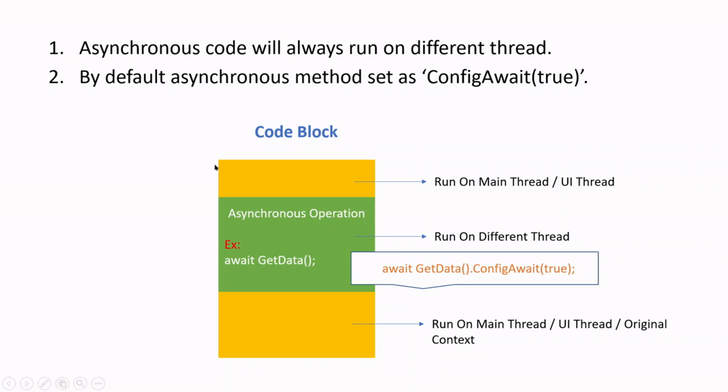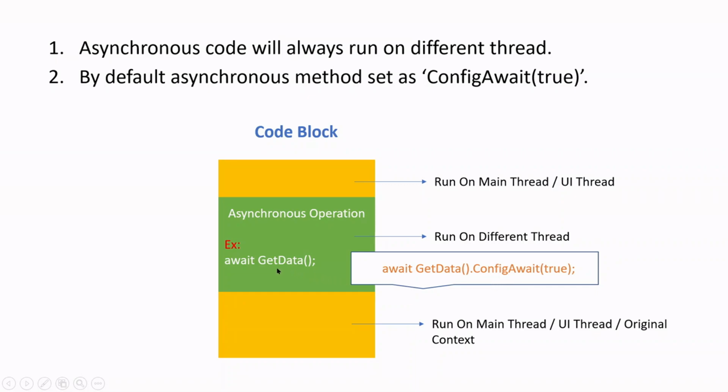For understanding, here I am taking one yellow box. This is my code block. As usual, whenever you run any code, by default, that code is running on the main thread or UI thread. So inside my code block, I am creating one asynchronous operation, that is, I am taking await GetData. As we all know, if you run any asynchronous method, it will run on a different thread, not on the default thread, that is, the main thread or UI thread.